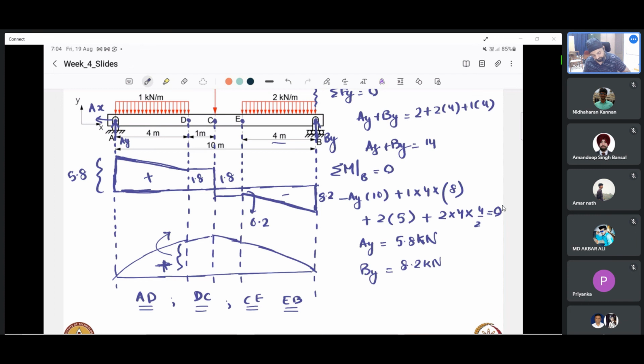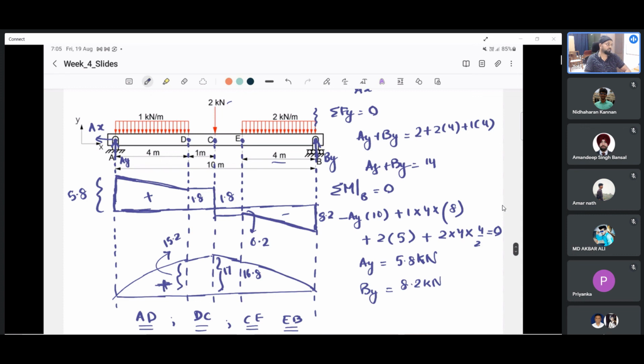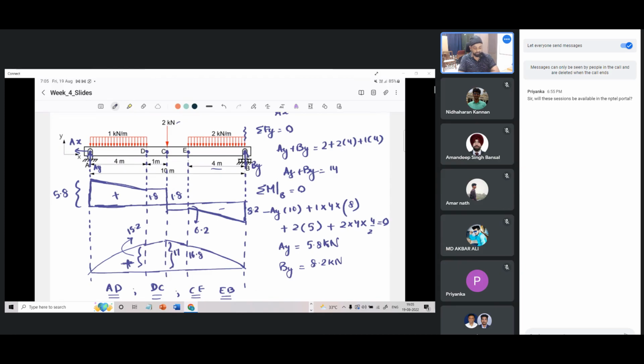It will be 15.2. Then from the left side it will be 16.8. This will be 16.8, and at the center it will be 17. That is what it comes out to be. So I would encourage all of you to try this out once and then come up with your questions. But in the meantime, if there are any doubts based on whatever we have discussed, I'm more than happy to answer them and take the questions. So everything is clear.